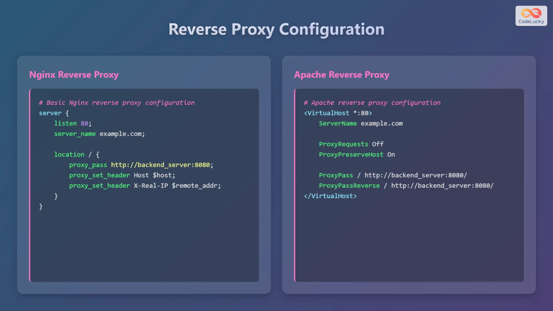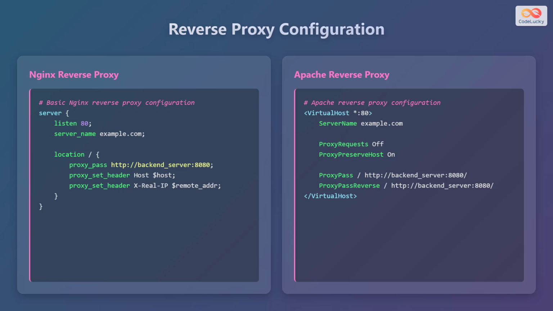The proxy pass directive forwards these requests to the backend server, accessible at http://backend_server:8080. The proxy set header directives ensure that the original host and client IP address are passed to the backend server. Here's an Apache reverse proxy configuration.